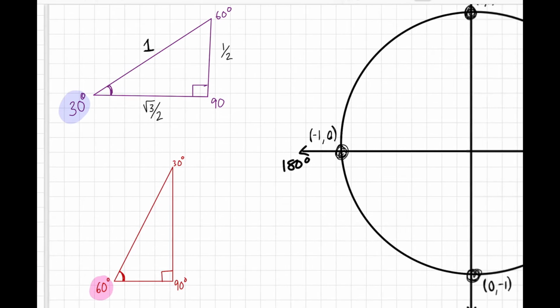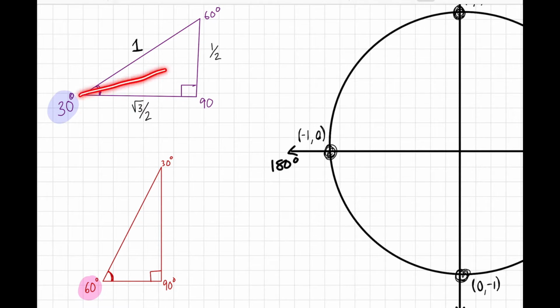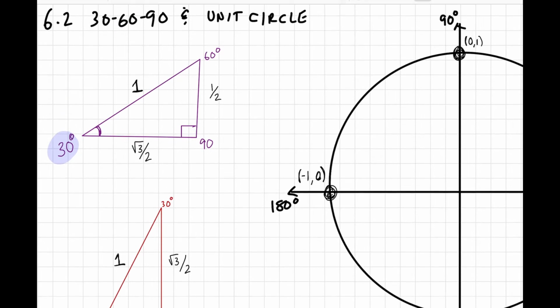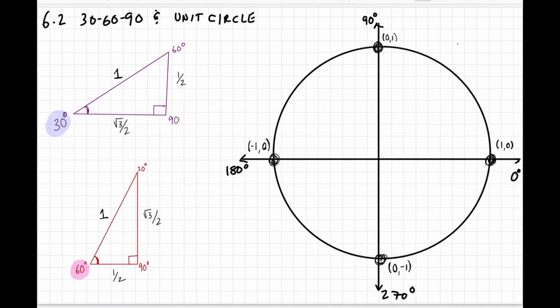So we can actually think of this triangle in another way. Instead of 30 being on the bottom, we can have 60 on the bottom. And remember, across from 30 is the 1/2, and across from the 60 is the square root of 3/2. These are triangles you can just have in your notes. You don't need to memorize them, but you want to have them written down somewhere, because we're going to use these and put them on the unit circle.